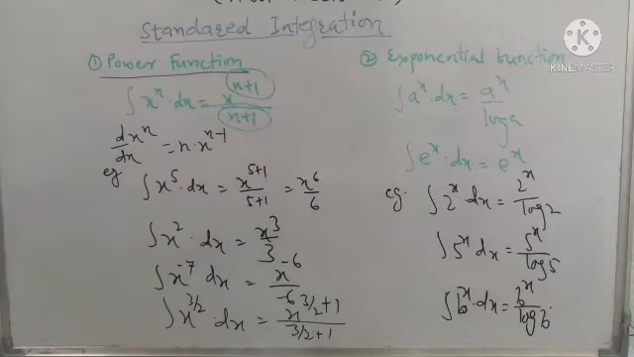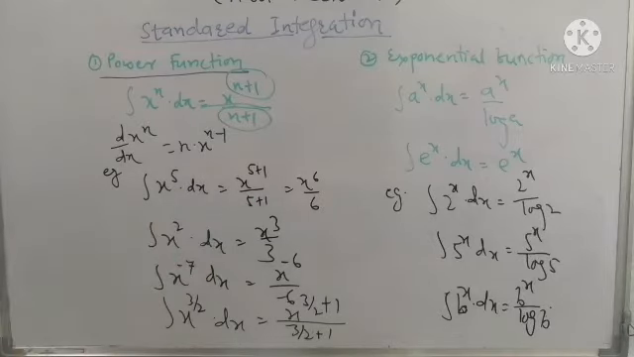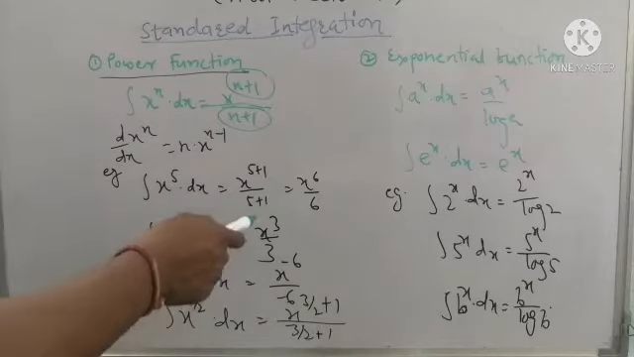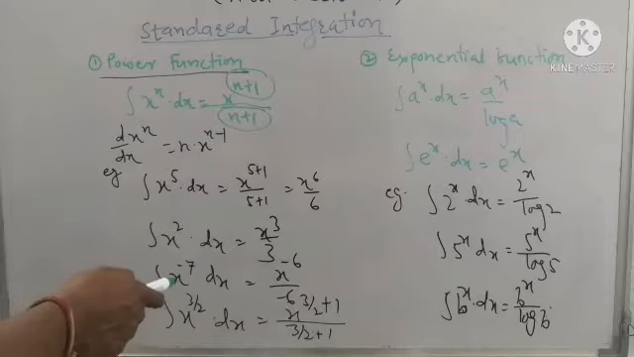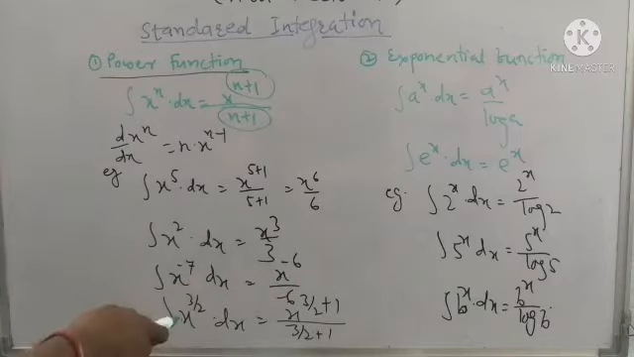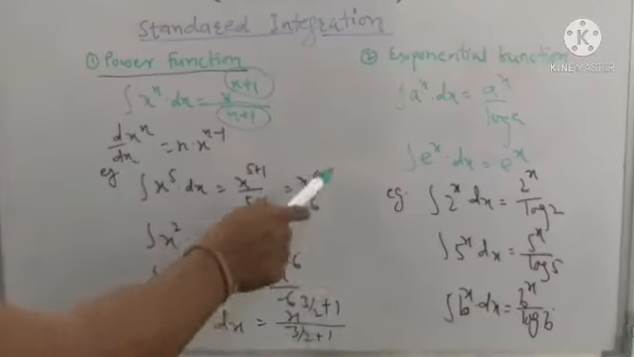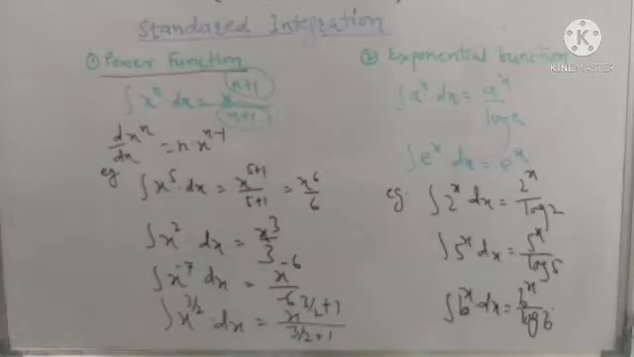So integration of x raised to 5 with respect to x is equal to x raised to 5 plus 1 divided by 5 plus 1, which is x raised to 6 upon 6. The integration of x square is equal to x cube by 3. Integration of x raised to minus 7: minus 7 plus 1 is minus 6, so x raised to minus 6 divided by minus 6. Integration of x raised to 3 by 2 is x raised to 3 by 2 plus 1 divided by 3 by 2 plus 1. So for a power function, for any type of index, positive, negative, constant or fraction, we can integrate the function of x.